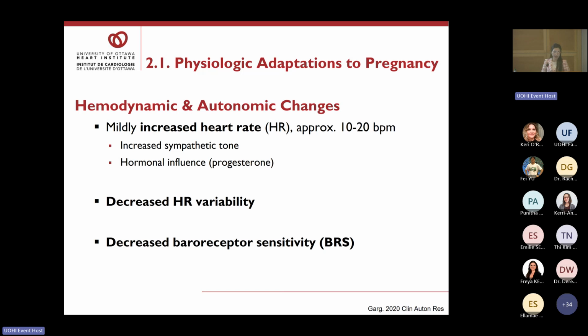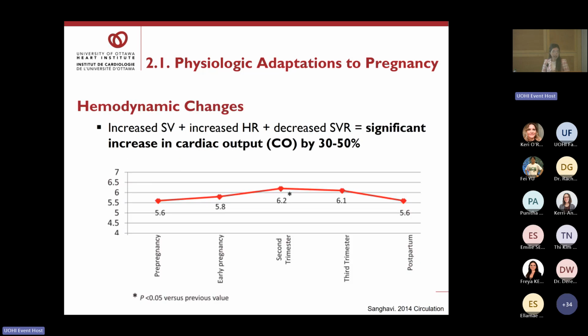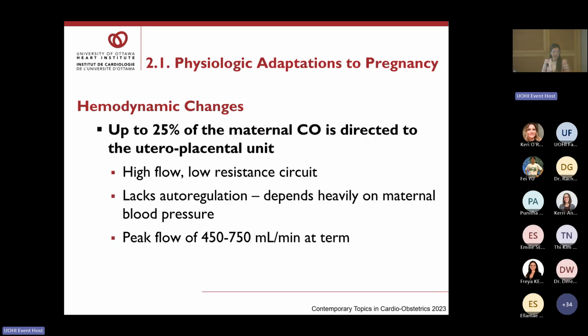we see in pregnancy. With that, there's a decrease in the heart rate variability, and there's also a decrease in the baroreceptor sensitivity, which is one of the main drivers of pregnancy-related orthostasis. Now, we increase the stroke volume, we increase the heart rate, we decrease the SVR. Inevitably, we're going to increase significantly our cardiac output by 30 to 50% during normal pregnancy.